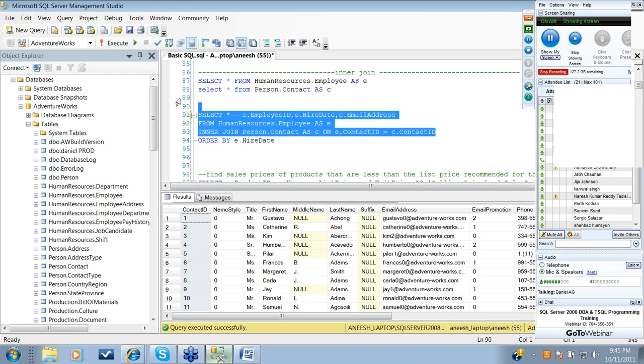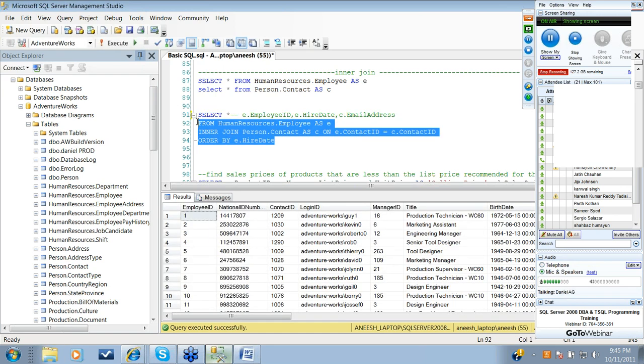All right, so I'm going to execute this. Let me execute with order by clause 2. Here we go.